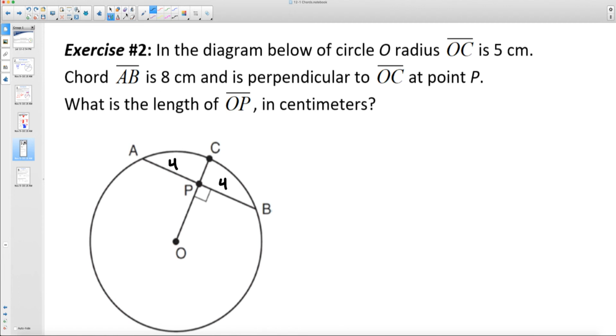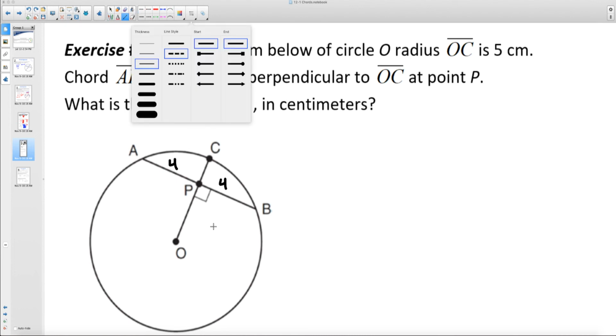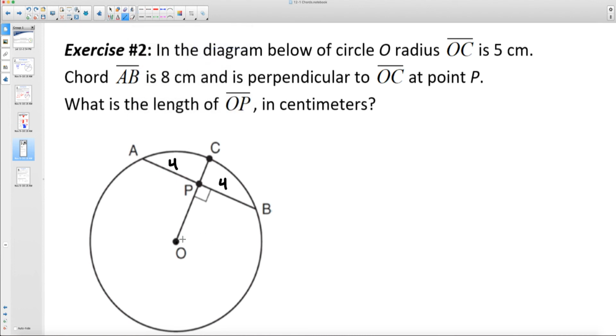What we have to do with this question, and what makes it a little bit tricky, is we have to draw in our own auxiliary line. Auxiliary line, if you remember a couple of units back, is your own line that you're drawing in. I just drew in a radius, radius OB. All radii are congruent. All radii are equal. So if radius OC is 5, then radius OB also has to be 5. Okay, now we have something that we can work with.